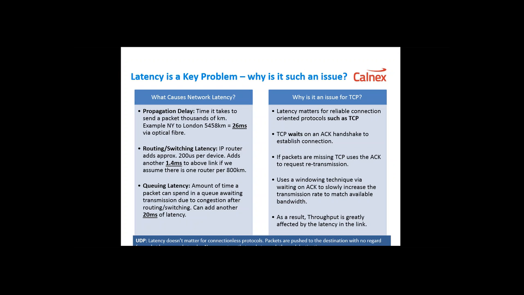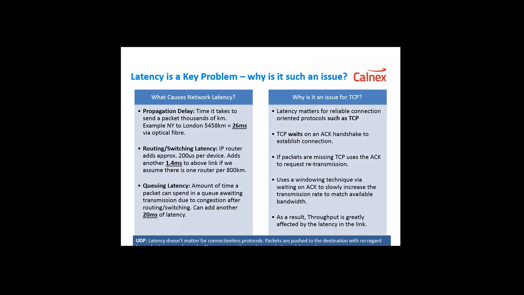I want to look at a little bit more detail before coming on to a proposed solution to the problem of latency. So let's ask again, what causes it, where does it come from, and why is it such an issue? So we asked the question, what causes network latency? Network latency is caused by propagation delay, the latency caused by the routers or switches, and the queuing within these devices themselves. The propagation delay could be anything up to, let's say, an international link of 5,000 kilometers, that's 26 milliseconds of delay.